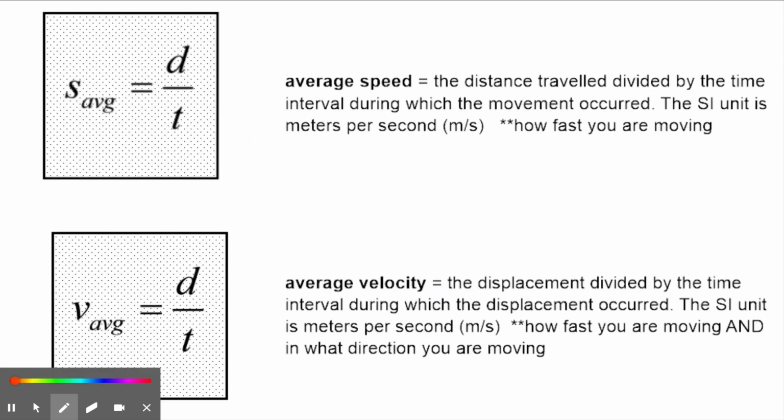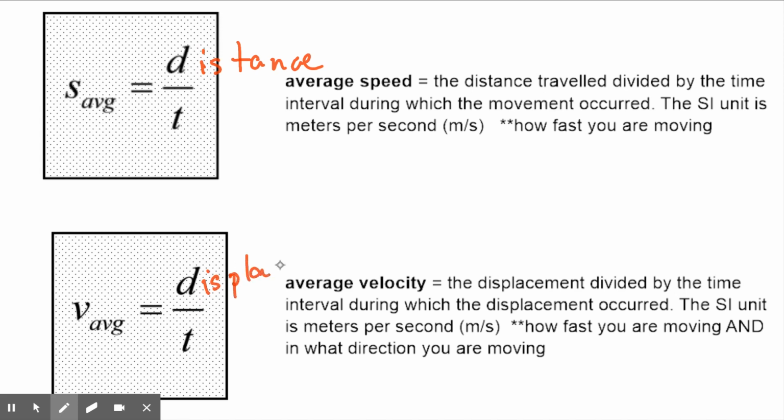Let's look at the formulas again. While they both are d over t, I hope you realize now that this is distance because speed and distance are both scalar quantities, and this d stands for displacement because velocity and displacement are both vector quantities.